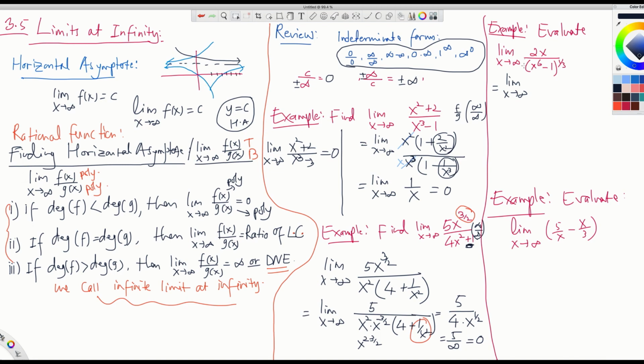You are free to use L'Hopital's rule if you want to use that. L'Hopital's rule means find the derivative of the top separately, find the derivative of the bottom separately, and continue doing that, unless you get one of the nice forms. Okay, so keep 2x on the top.